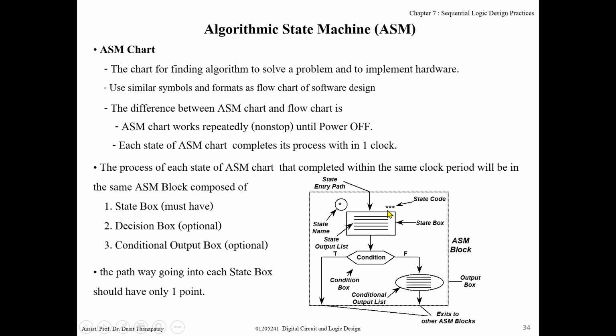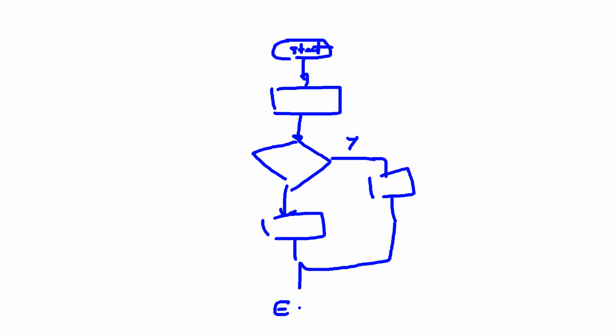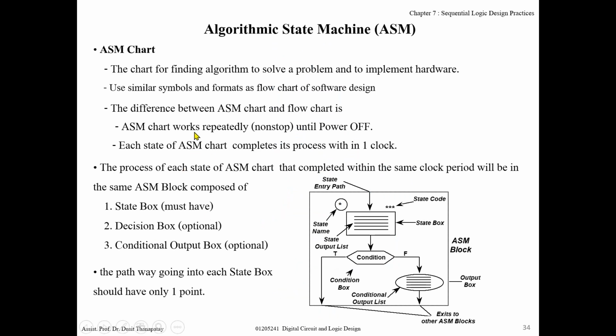Okay, ASM design normally starts from drawing an ASM chart. An ASM chart is similar to a flowchart in programming, but the difference is that an ASM chart works repeatedly, not stopping. For a flowchart in programming, maybe we start and do something, and sometimes we have some condition. If yes, do this one. If no, maybe do another one. And when finished, we go to end and stop the process. But ASM works repeatedly, not stopping.